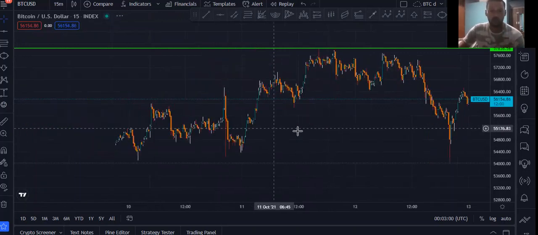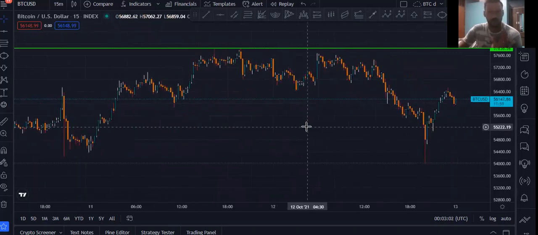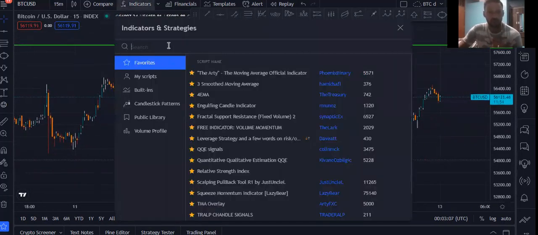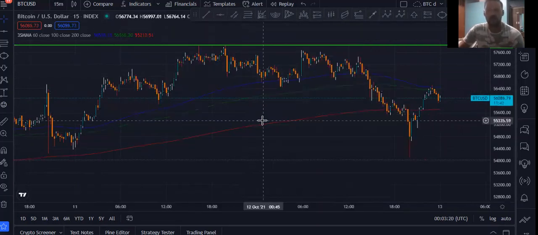Okay, so this is the first thing we need to establish and we need to know. Second thing, we're gonna go to the indicators, and here we're gonna use 3 smoothed moving average, from this guy Hamid Safi. Thanks to him. And you're gonna put the star here, so you're gonna use that all the time. Okay, and it's gonna look something like this.